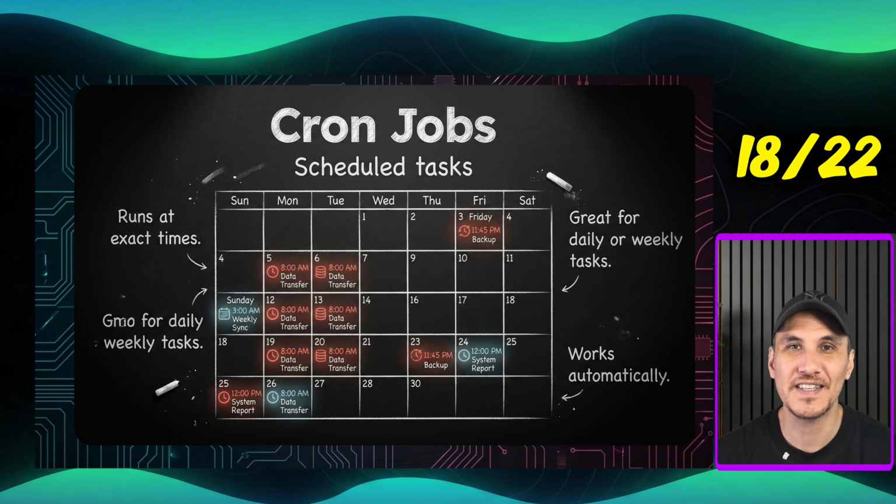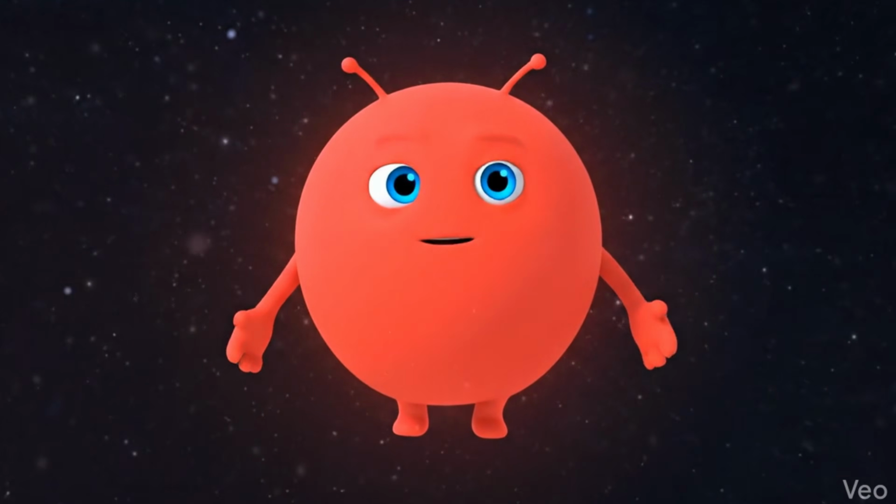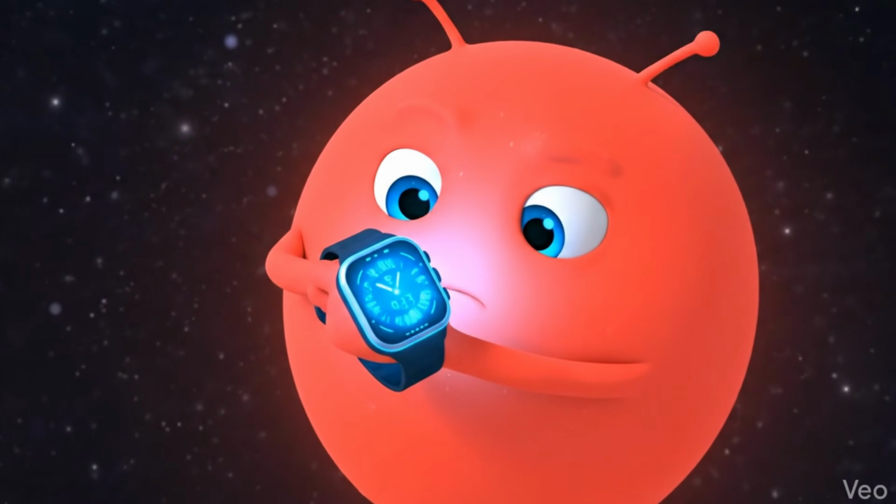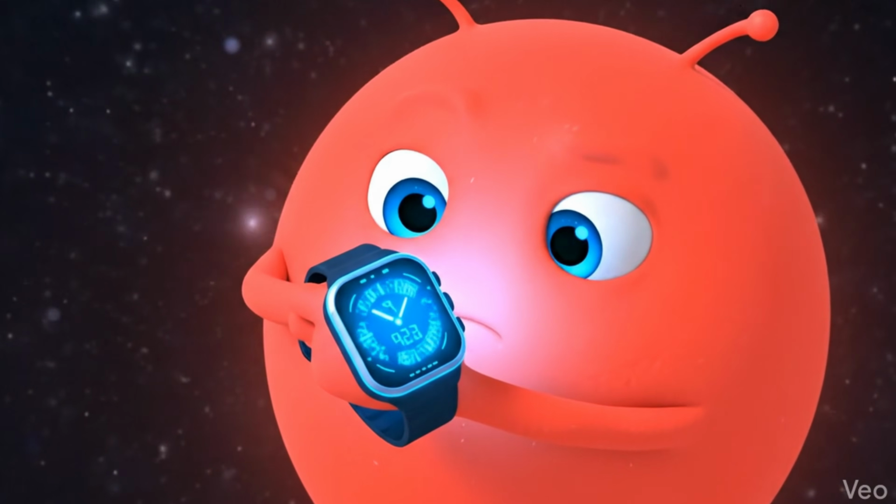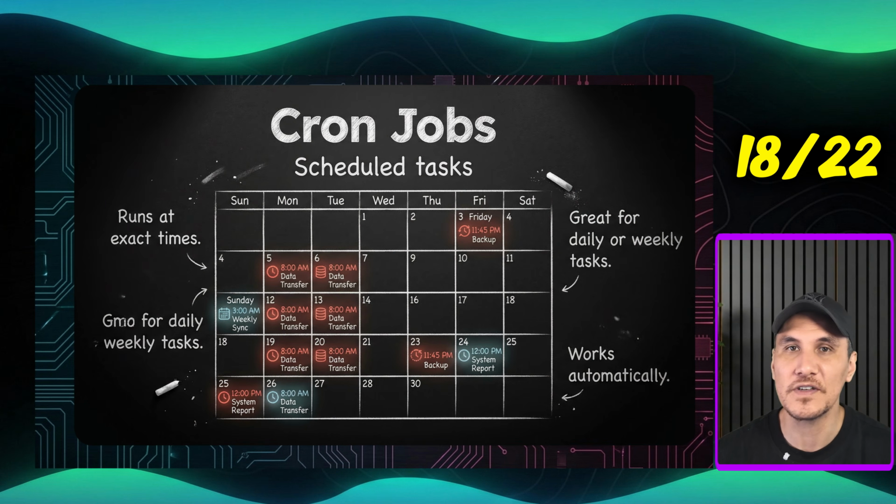But what if you want something to happen at a specific time, not just when it's needed? That's where cron jobs come in. A cron job is a scheduled task you tell your agent to perform at a specific time and it runs automatically. For example, you might schedule a data transfer every morning at 8 AM, a daily briefing at 9, or a backup every Friday at 11:45 PM. Once set, it runs in the background with no prompts required. This is ideal for a repetitive, time-based task. So now your agent isn't just reacting or monitoring, it's following a defined schedule and executing tasks when it's supposed to.